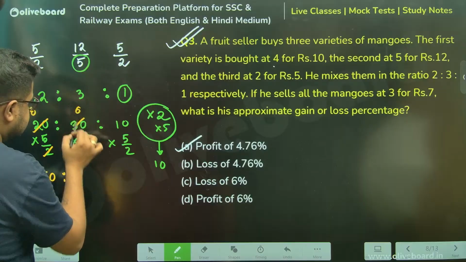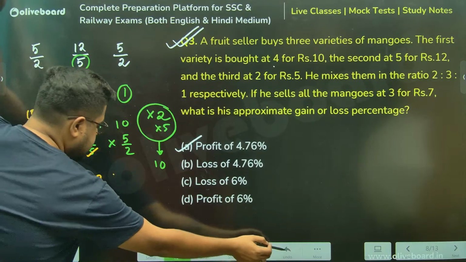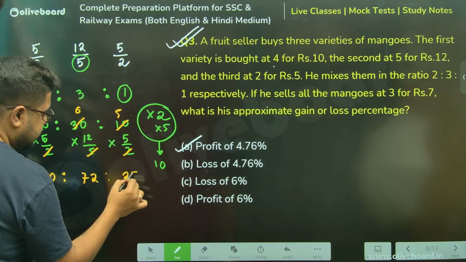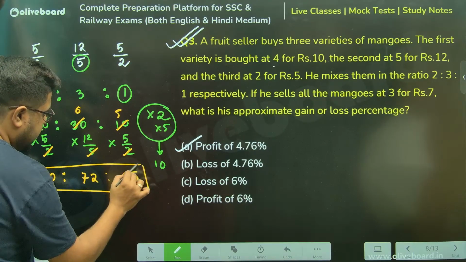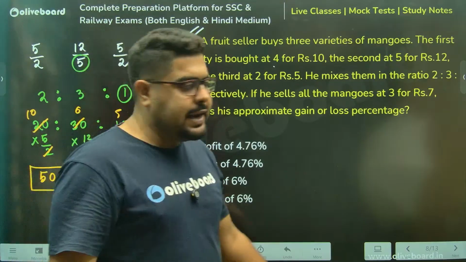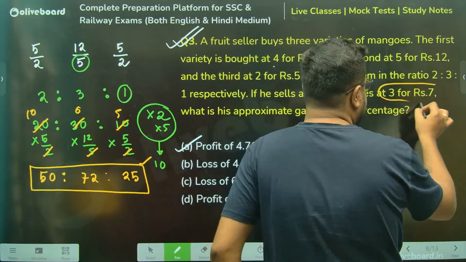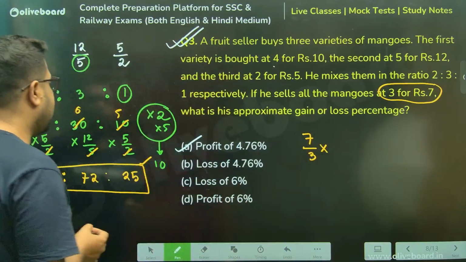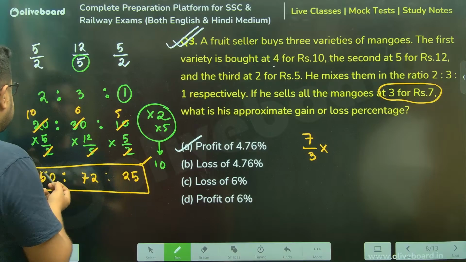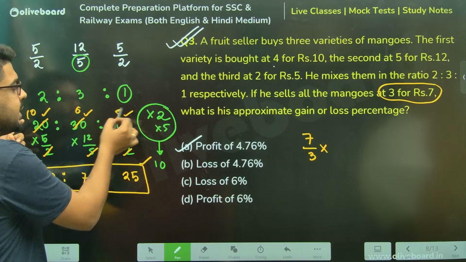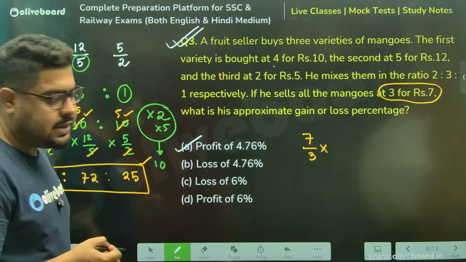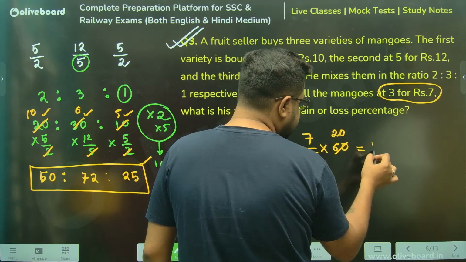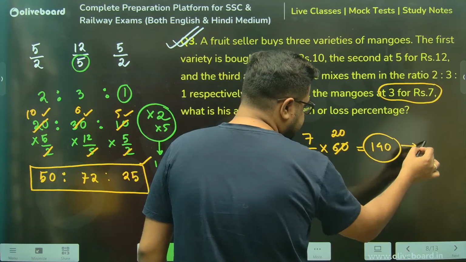Sir, 5 6s are 30, and this is 72, sorry. And this is, sir, 5 5s are 25. This is something I can do in order to avoid fractions. Now, he is selling every mango for 7 by 3 rupees. This is SP. So what is the total SP for all these mangoes? I have taken 20 here, 30 here, 10 here, so total 60 mangoes. So total SP is 7 by 3 into 60, which is 140 rupees.